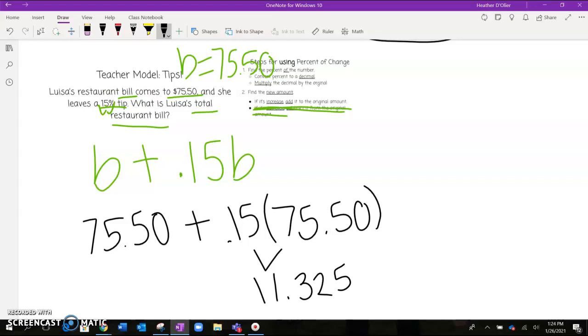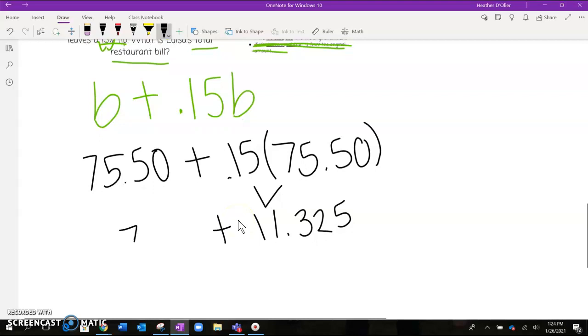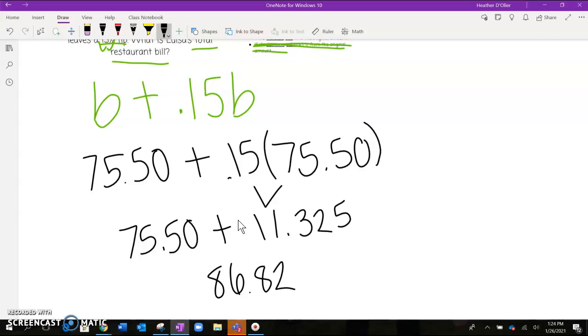It gives me 11.325. This has three decimal places, but money doesn't usually have that. I can wait to round at the end, or I could round right now. It's probably a better idea to just wait until the end. So I'm going to leave it exactly how it is, and I'm going to add the $75.50 to it. 75.50 plus that 11.325, so I get $86.825.